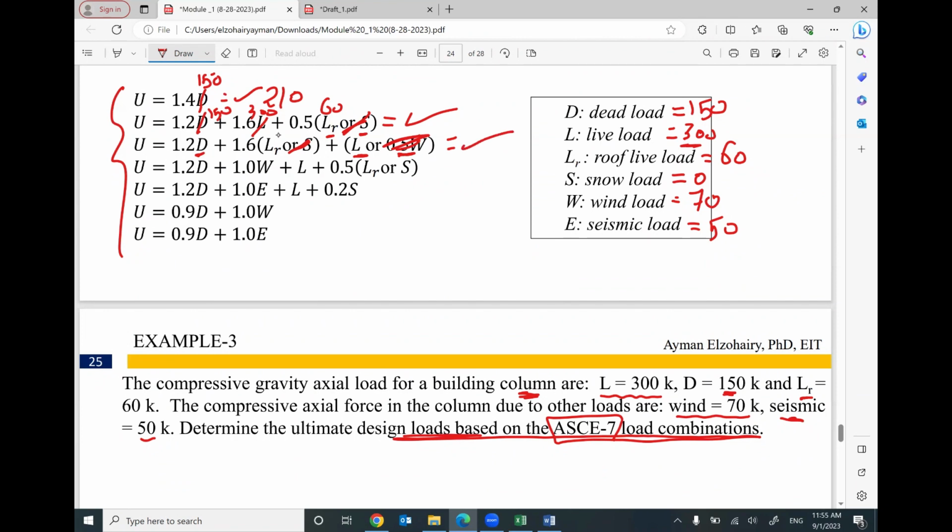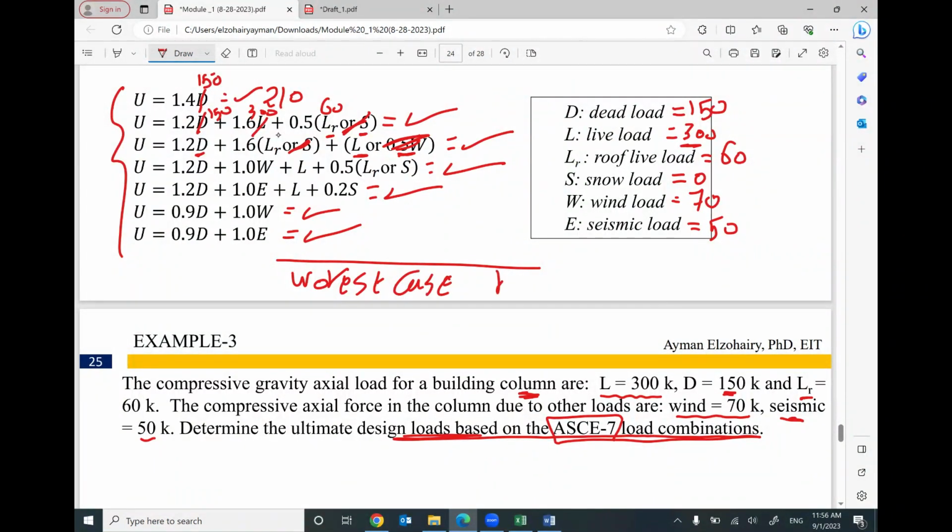So I have another value. The same here, I have a value. The same, I have a value. So I can figure out the value of each combination, and which value I'm going to use for the worst case, which is the biggest one.